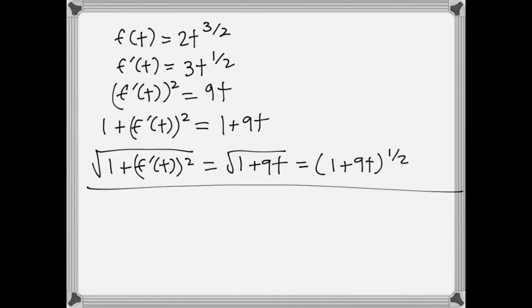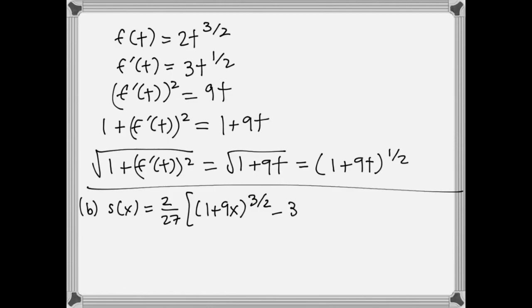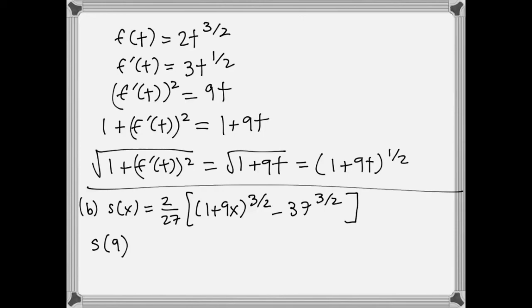So this is for part B. s of x is equal to 2 over 27 times 1 plus 9x to the 3/2 minus, and then we have 37 to the 3/2, right? So all we have to do now, since we're going from 4 to 9, is plug in 9. So what happens when you plug in 9 into your function?